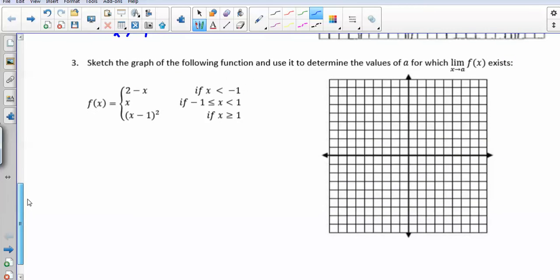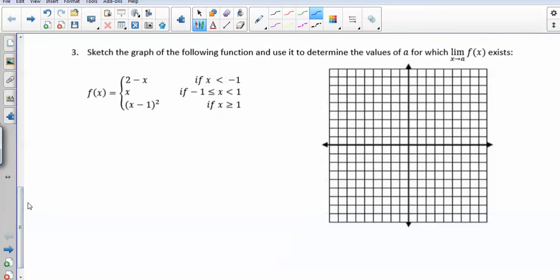In 3, we're going to sketch a graph of the function to find out for what values of a the limit as x approaches a of f of x exists. So the first one's a linear function. It's the same as -x plus 2. So we're going to start at 2. And we're going to do a slope of -1, down 1, over 1, down 1, over 1, and that goes all the way across the page in both directions. You can go this way as well.